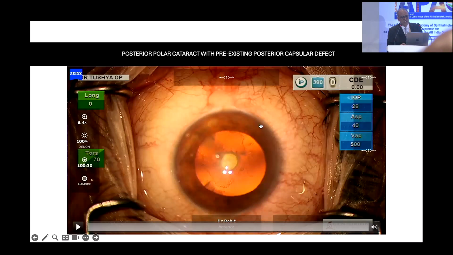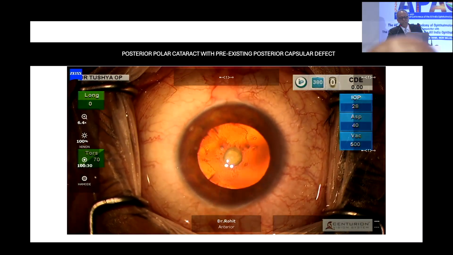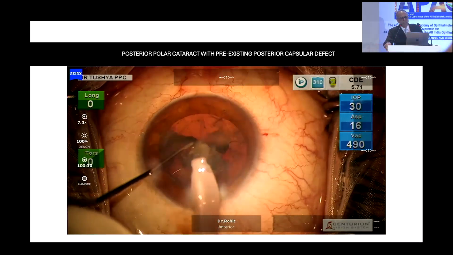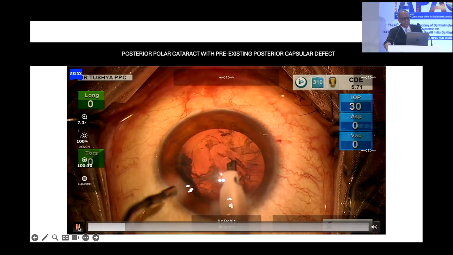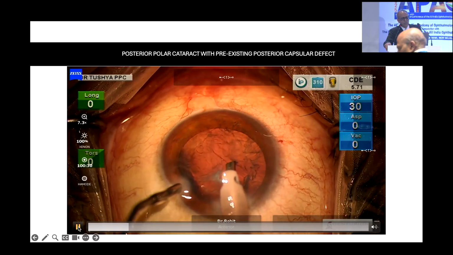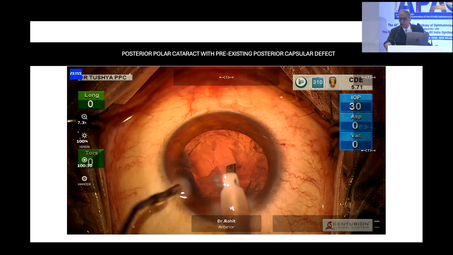The surgery was started using low parameters, 28, but we usually come down to 28 or 30. And at this stage, I realized that the rent was there. So stable chamber settings now. So what would you do, Dr. Kumar, at this point of time?